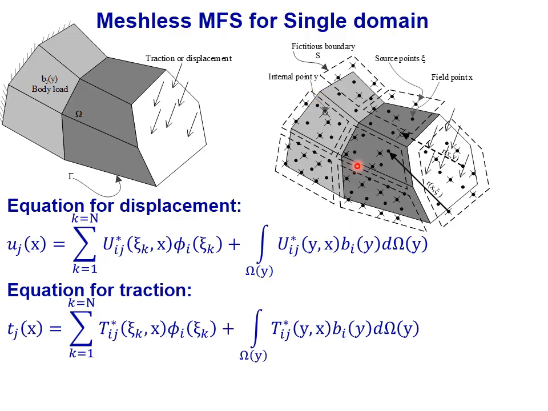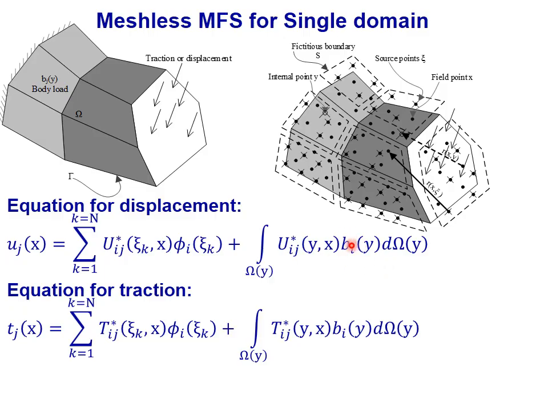So the displacement at any point can be computed from this equation, and also the traction can be computed from this equation, where phi is the fictitious load at the source point, u asterisk is the fundamental solution, and t asterisk is the fundamental solution for traction. The second part is the part due to the domain load, where b is the domain term, which will be here the convective term.